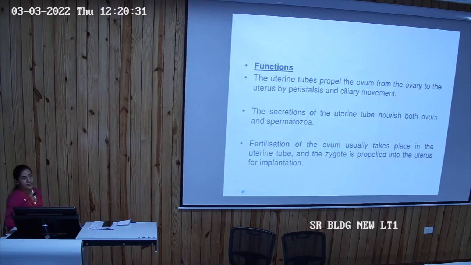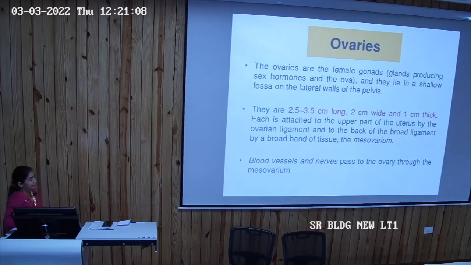Then what are the functions here? Uterine tubes, they are lined by ciliated epithelium. So if the ciliated epithelium is there, that means it will help the ova to propel towards the ampulla so that further it can get fertilized and move to the uterus. So all the peristaltic and the ciliary movement can occur here. Then there are secretions of the uterine tube. They nourish the ovum and the spermatozoa during the conception. Then fertilization of the ovum also takes place in the uterine tube, and the product of conception is transferred to the uterine body.